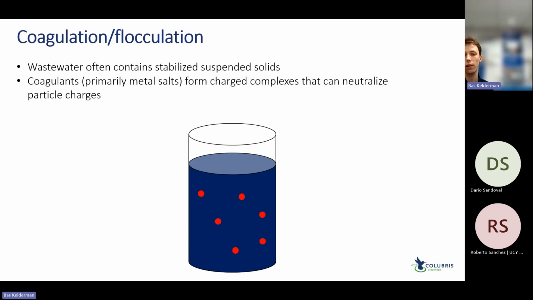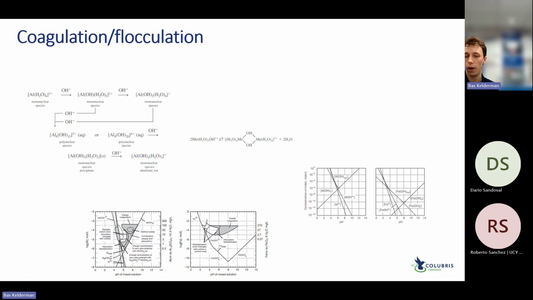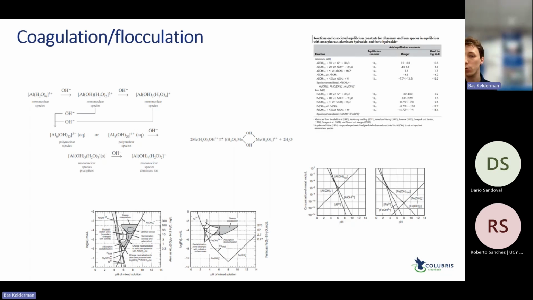When we add a coagulant to a solution, and most often we use metal salts for that, like ferric chloride, polyaluminium chloride, or aluminium sulfate, those coagulants can then form a positively charged complex that can neutralize those particular charges. It's a rather complex bit of mathematics behind it. There's a lot of literature on how this process exactly works, and quite a lot is known about this.